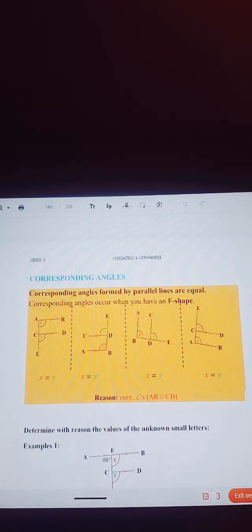Alright guys, so today we are going to look at corresponding angles. Corresponding angles? Yeah, angles that correspond. Basically, we look at relationships between parallel lines. Okay, so just a thing or two about corresponding angles.